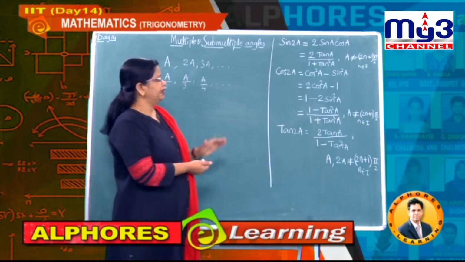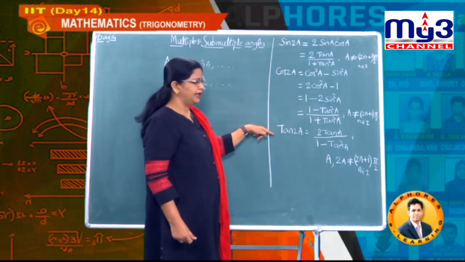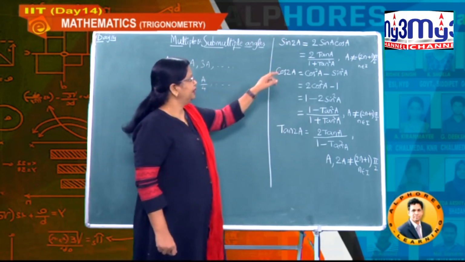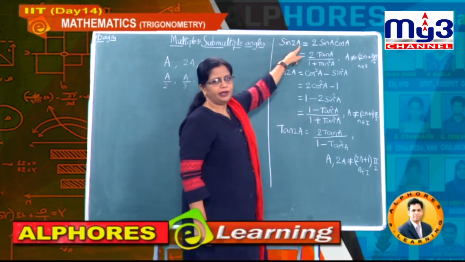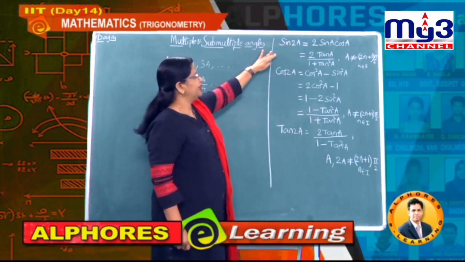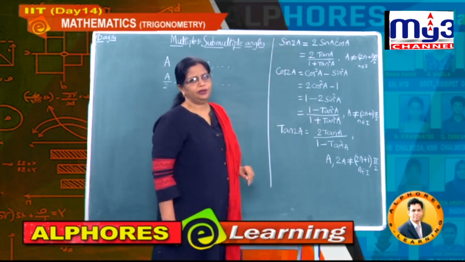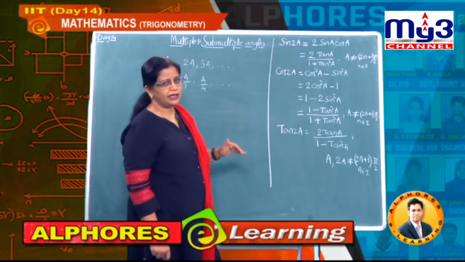So these are multiple angles and these are submultiple angles. Now while writing these formulae, that is sin 2a, cos 2a, tan 2a, it is an integral multiple of angle A, therefore it comes under multiple angle. So what is the value of sin 2a, cos 2a, tan 2a, etc.? Let us see in this class.